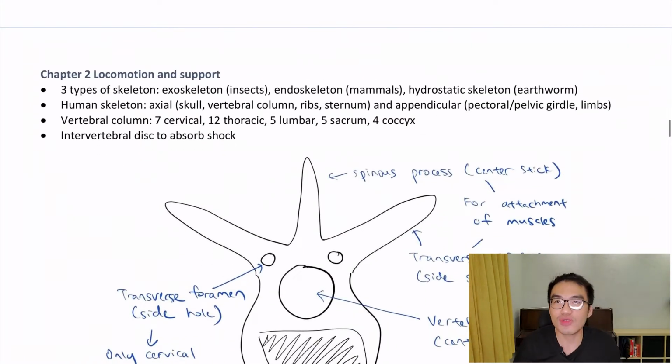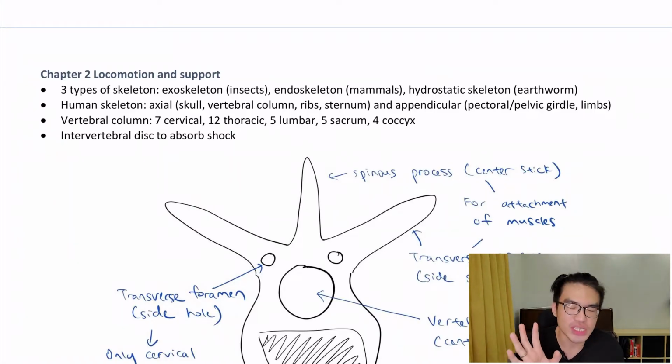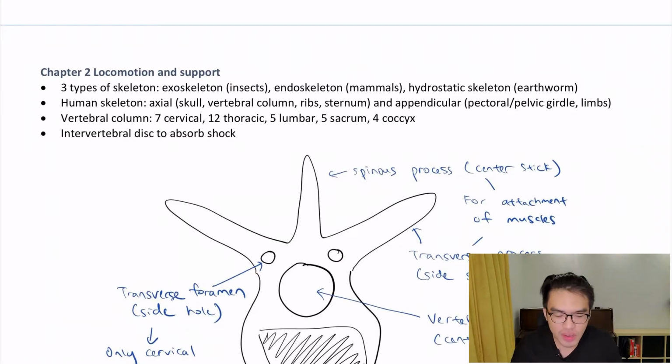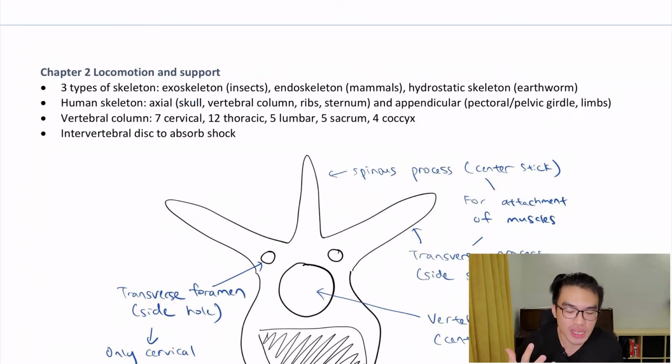Let's go into our chapter 2, locomotion and support. I wouldn't want to focus a lot on this chapter. Why? Because it is not very common in exam. So, 3 types of skeleton. You have your exoskeleton, the outside skeleton, like insects; endoskeleton, inside, like mammals; and hydrostatic skeleton, which means water, like earthworm.